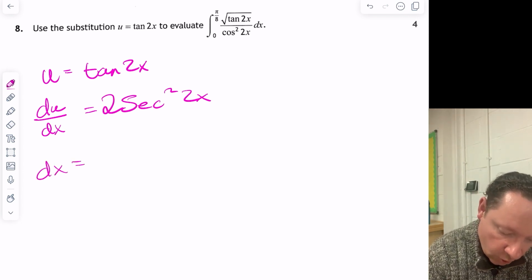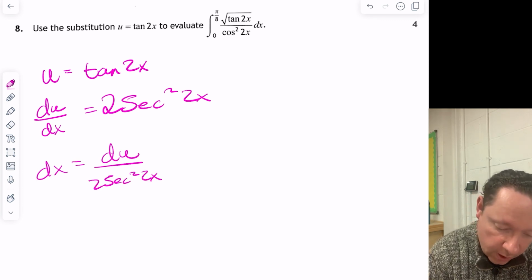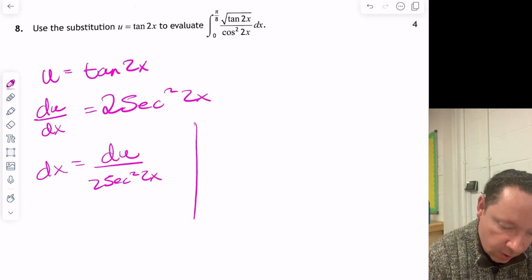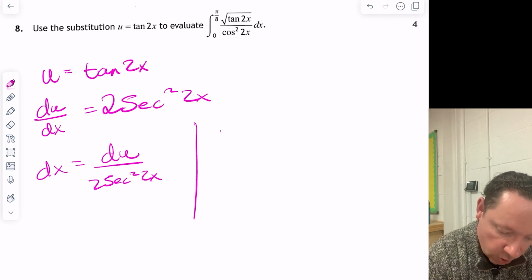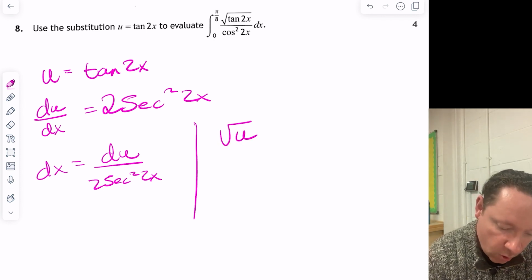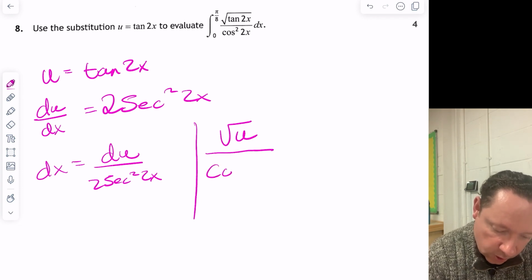So dx is du over that 2 sec squared 2x. Now you might not be able to see what's going on, so just sub it in and see what happens. So let's have a look. Root tan 2x, well, u is tan 2x, so that's the root u I've got. And then we've got cos squared 2x on the bottom. I don't know what that is, so let's just leave it where it is.